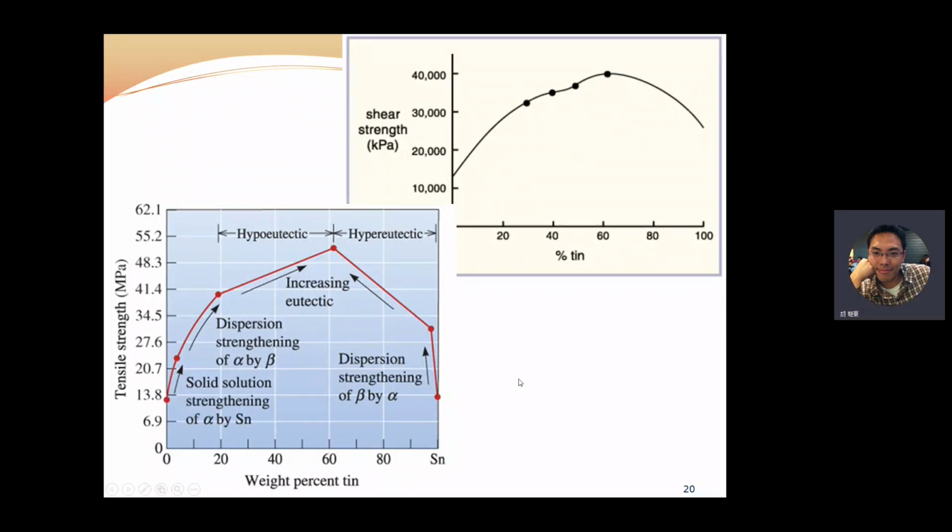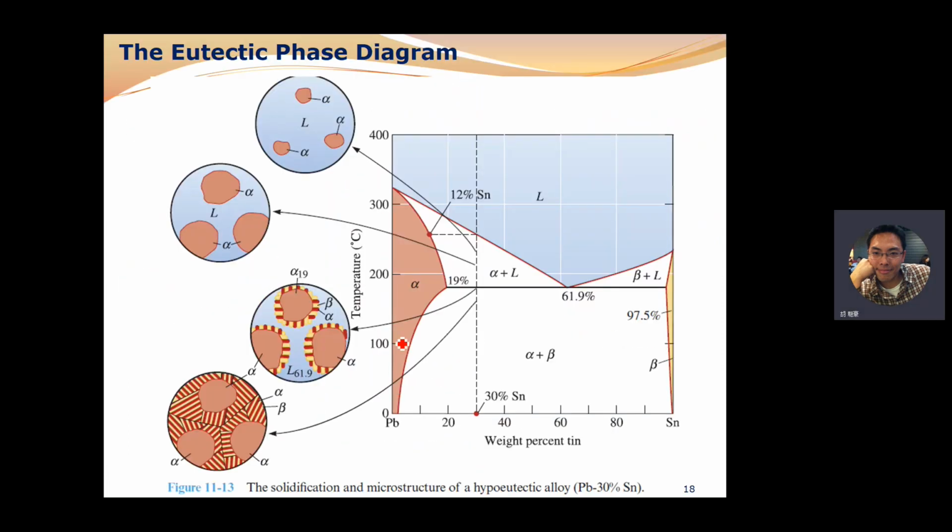Okay, last time I already introduced the eutectic reaction, right? And the eutectic composition, which can provide the highest mechanical property. For example, like this tin-lead alloy phase diagram. So its eutectic reaction is at what? At 61.9 weight% of tin, right?